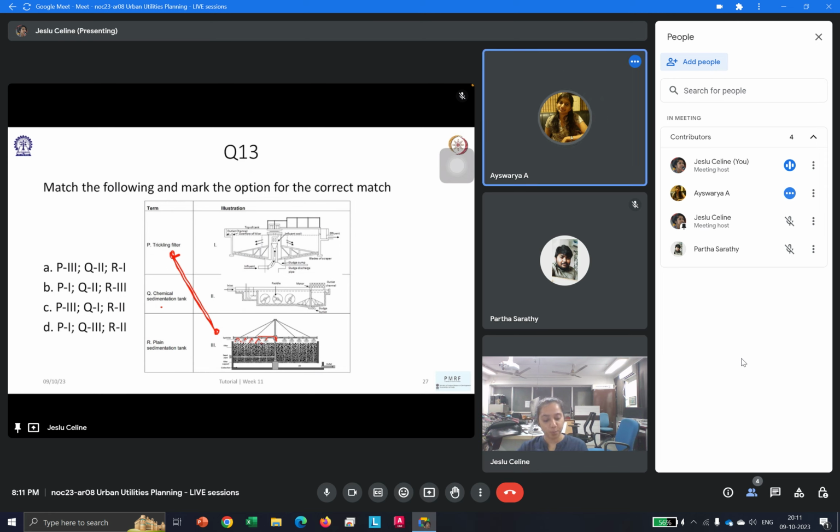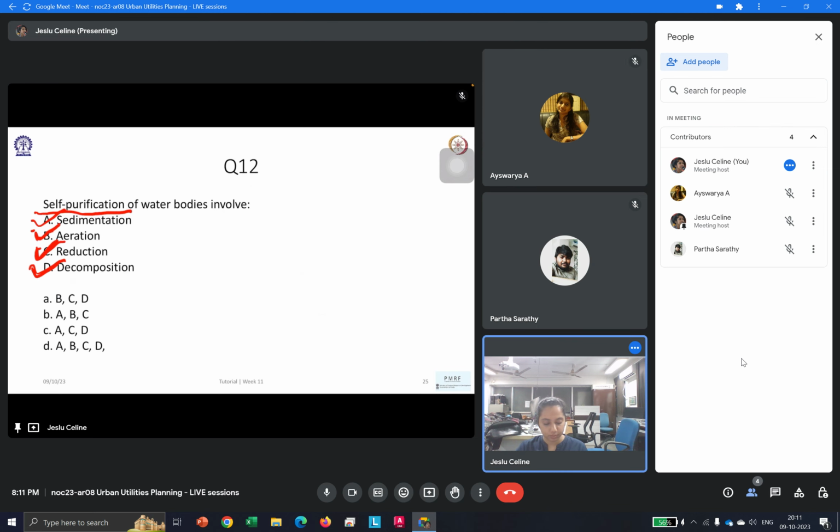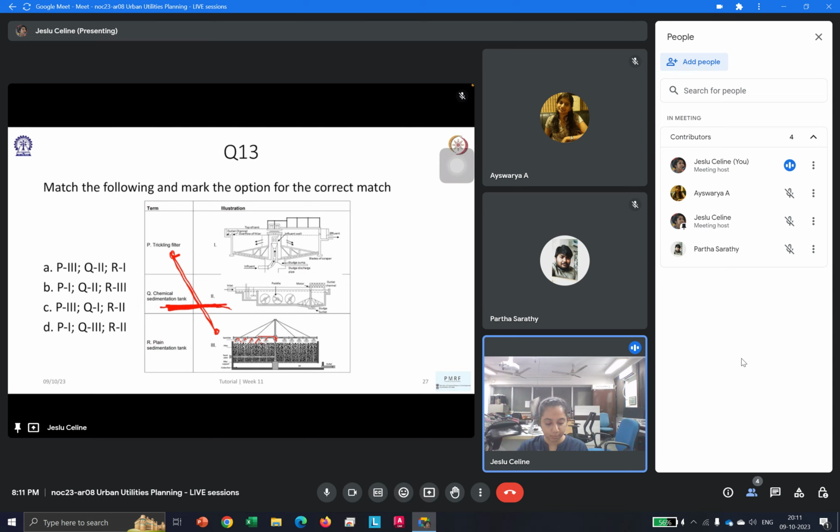Option 2. Yeah, so this we saw in the previous question. This is a chemical sedimentation tank where multiple processes are happening, and then this is the plain sedimentation tank.